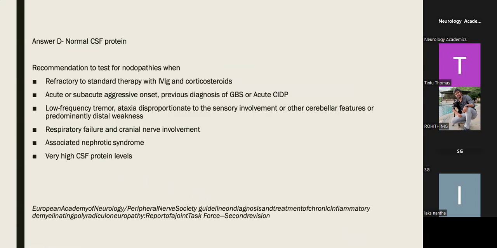Other clues to go for nodopathy testing in these cases will be when it is refractory to standard therapy with IVIG and steroids, acute or subacute aggressive onset, and a previous diagnosis of GBS or acute CIDP, low frequency tremors, ataxia that is disproportionate to sensory involvement or other cerebellar features, predominantly distal weakness, respiratory failure and cranial nerve involvement early on in the disease, associated nephrotic syndrome, and very high CSF protein level.